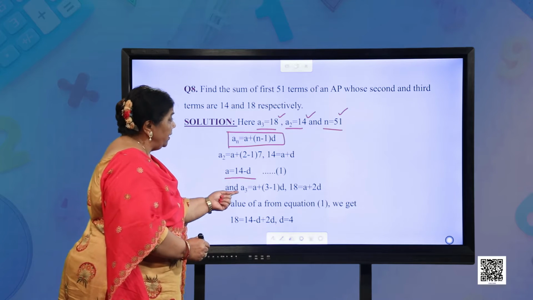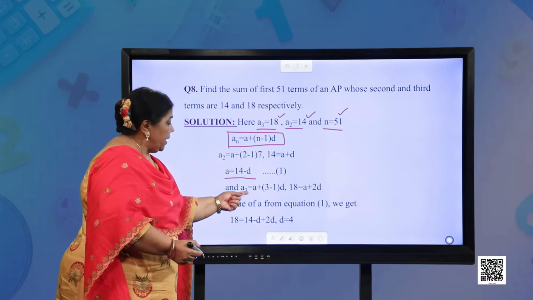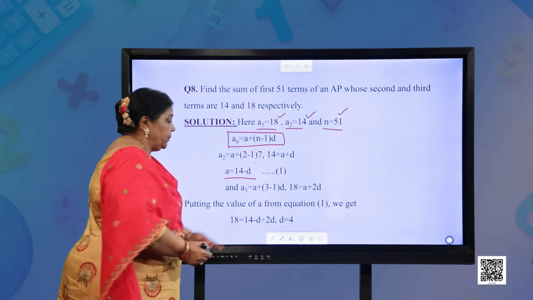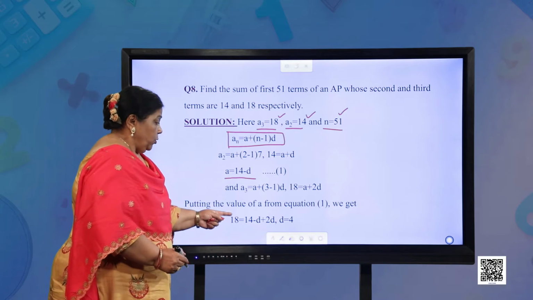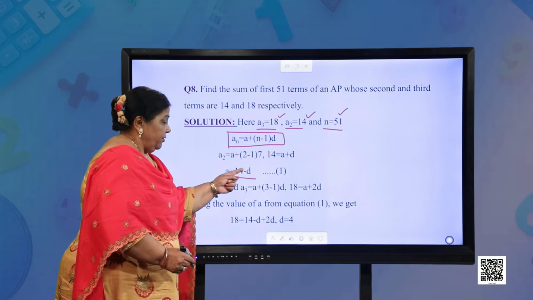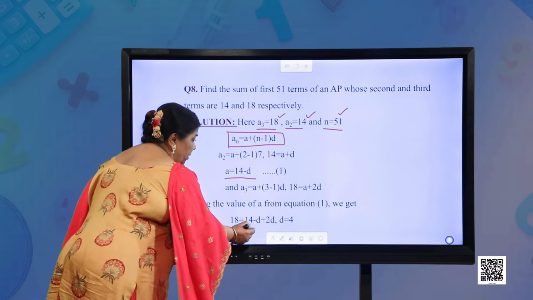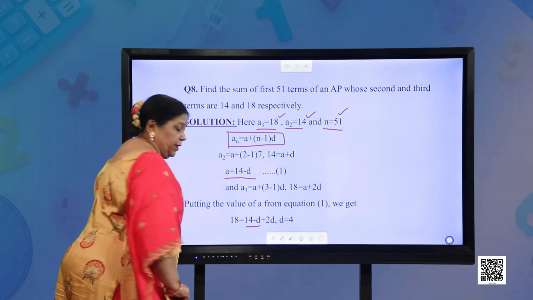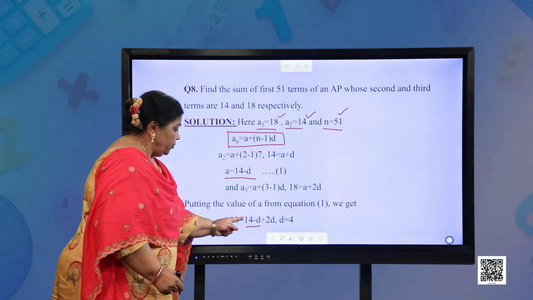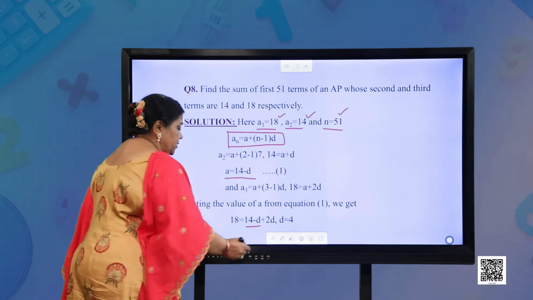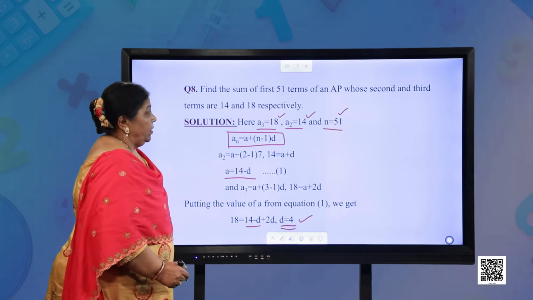And what is A3? A3 is given to us as 18. That means I can express it as A plus 3 minus 1 into D, that is 18 is equal to A plus 2D. Now, on substituting the value of A from the first equation in this, what do I get? 18 is equal to 14 minus D plus 2D. What is 2D minus D? It is D. So, 18 is equal to 14 plus D, that means D is equal to 4. Common difference is 4. Alright.